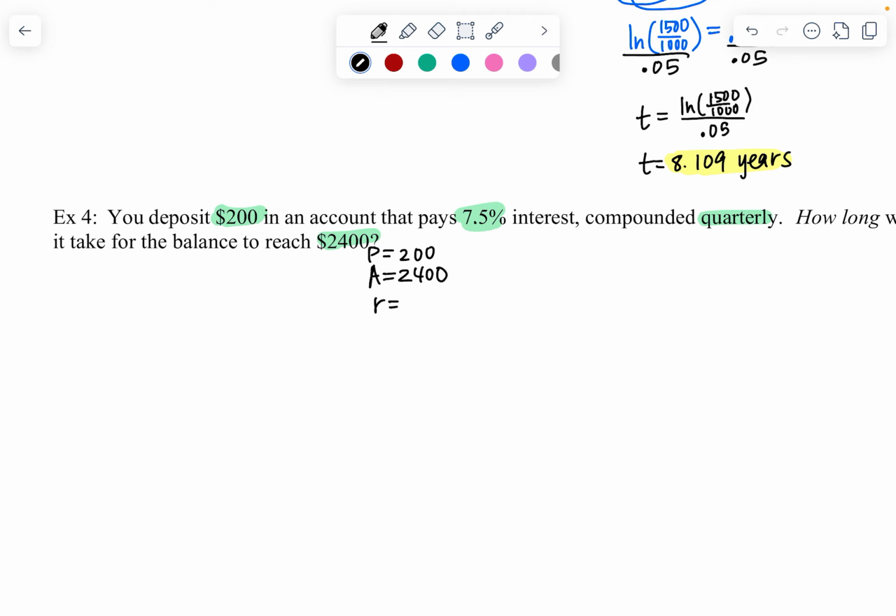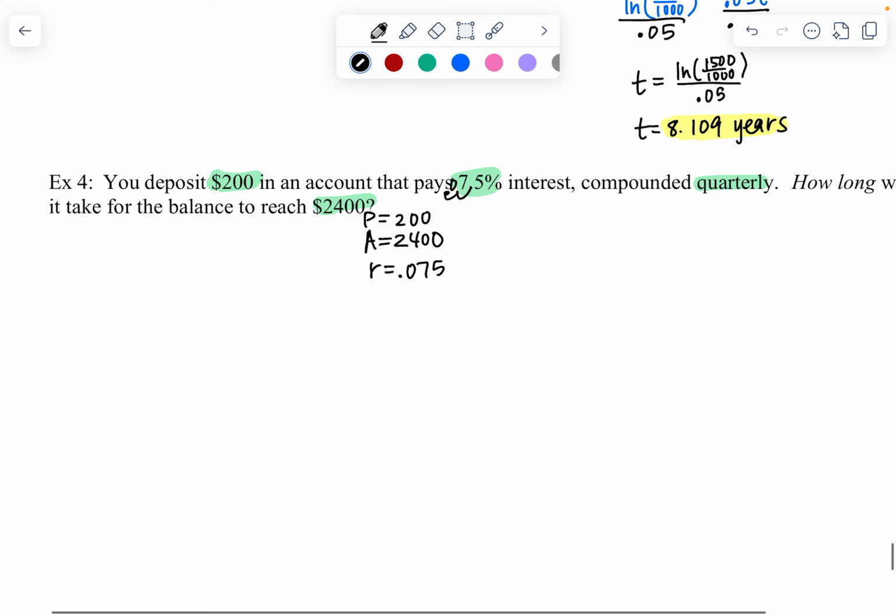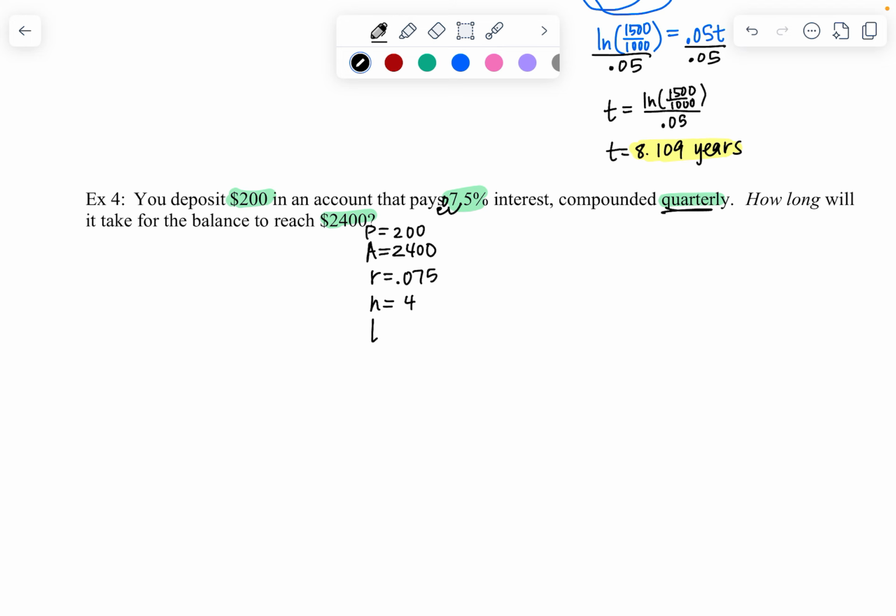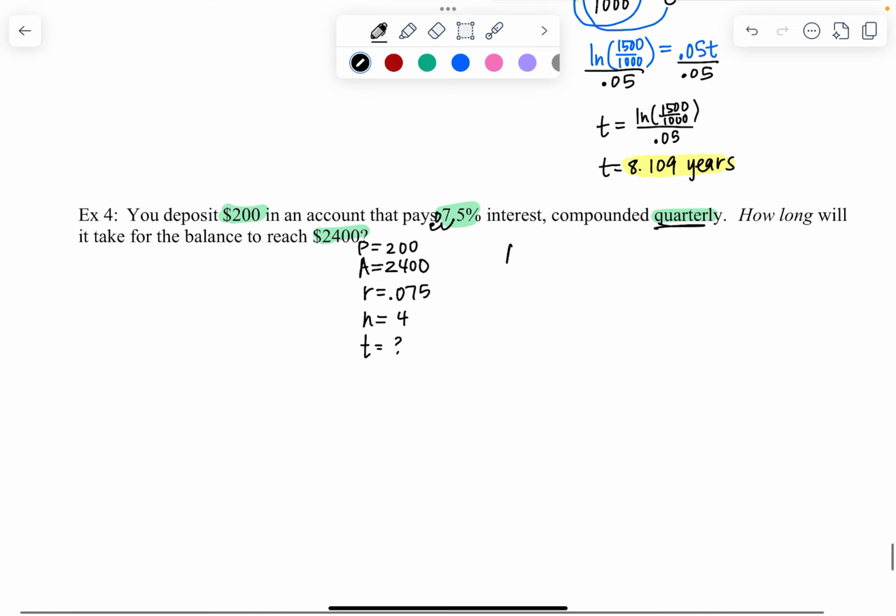We know R is 0.075. We now have N, which is 4, because it's compounded quarterly. And then T is our unknown. So we see the word compounded, and it's not continuously, so we need the compound interest formula, the one with N. And then we can fill in the given information.